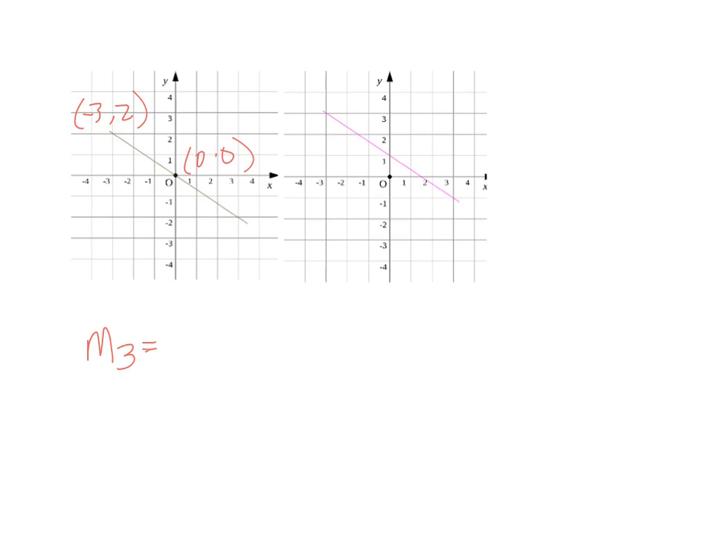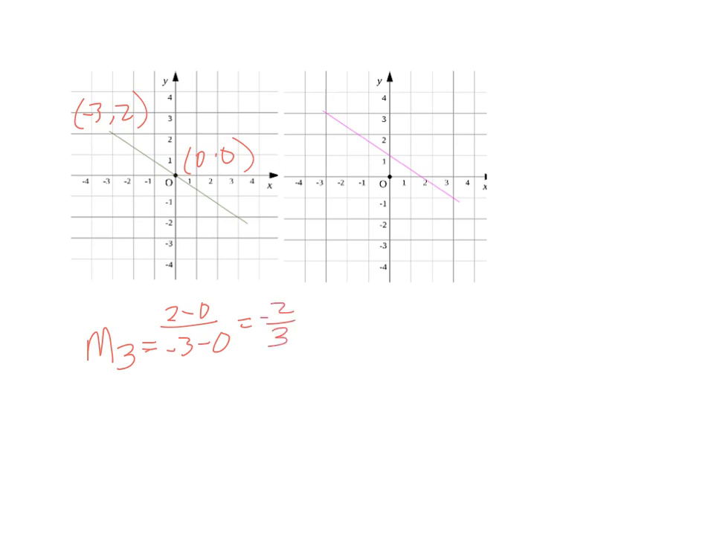Do I go from (-3, 2) to (0, 0), or do I go from (0, 0) to (-3, 2)? Or does it matter? Okay, so let me try going from (-3, 2) to (0, 0). Going from there, I have 2, which is the y, I'm looking for the y change, minus 0, over -3 minus 0, and I get -2/3.